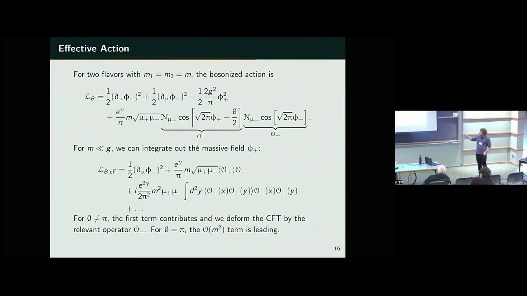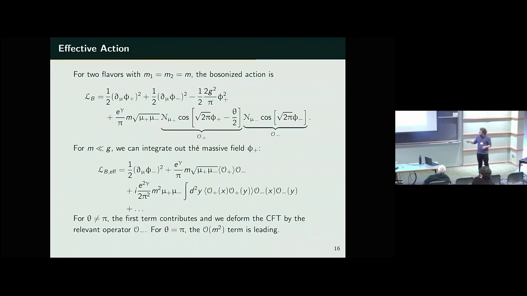And so you can see, if phi plus is near 0, then as long as cosine of theta over 2 is not 0, we're going to turn on this O minus operator. O minus is a relevant deformation. In the CFT, it has dimension 1/2. And so if we turn it on, we're not going to get the interesting physics we're looking for. But of course, if I tune theta to pi, then that does not happen. And so I have to work harder to see what's going to happen as I move away from that point.